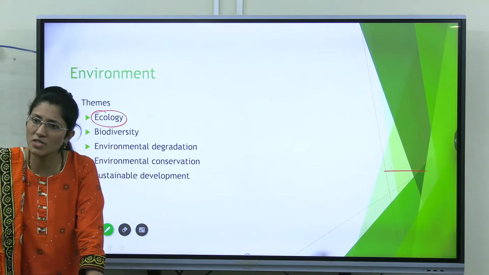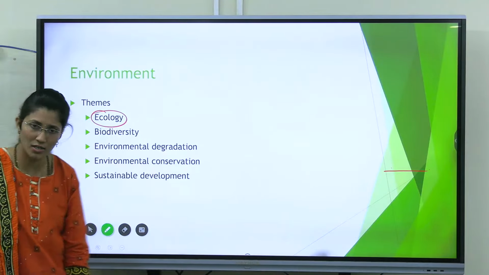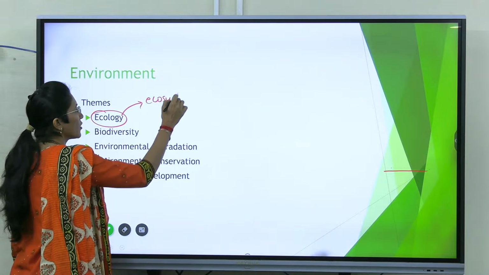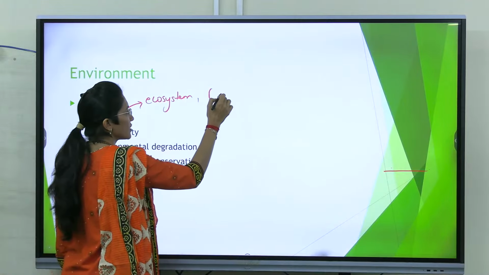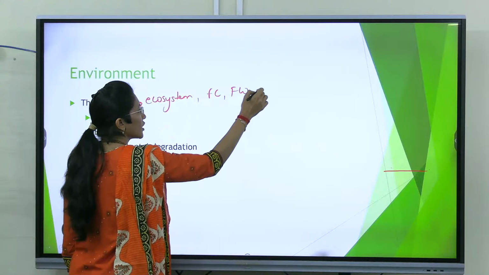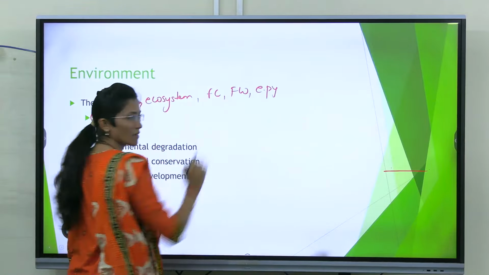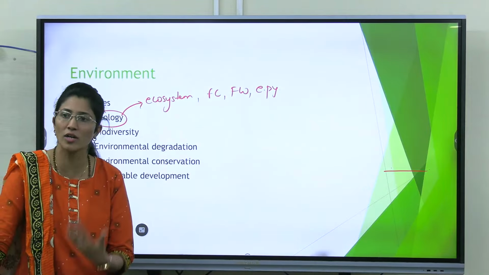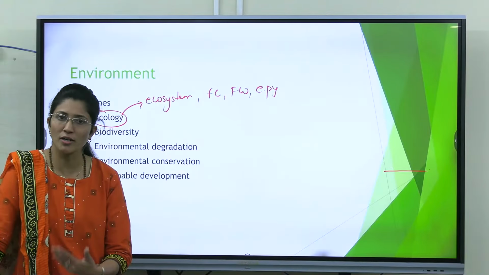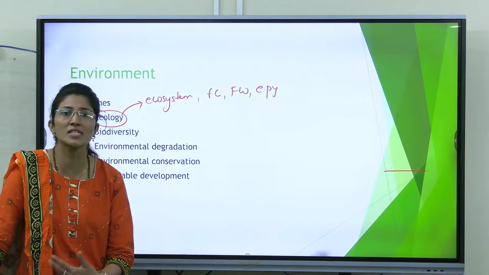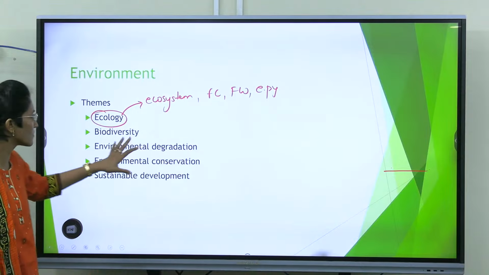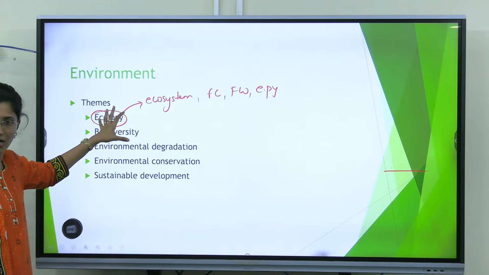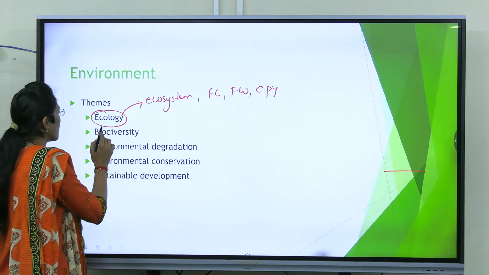Ecology comprises of some static knowledge, static concepts, like we talk about what are ecosystems, we talk about food chain, what is a food chain, what is a food web, what are ecological pyramids, what is ecological succession, some basic terms like ecotone, ecocline, population, community, species, biogeochemical cycles. All this static part comes under ecology. Ecology is only static. Right? Next. Biodiversity.